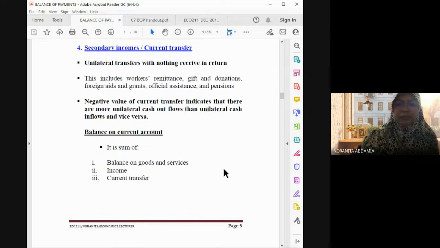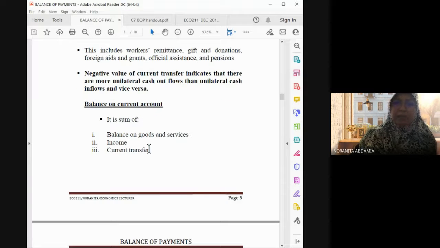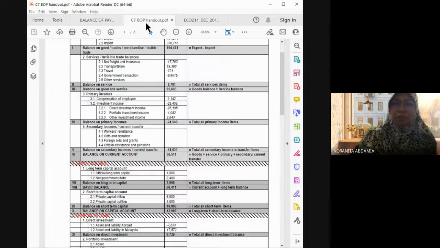Okay, and back to this, of course, to get the balance on the current account, it is actually the sum of the balance on goods and service, income, and the current transfer. Okay, back balik to this, right? So this is the current transfer yang item tadi saya tunjukkan. So balance on the secondary income ataupun current transfer saja, that means you have to take the total of the secondary income or current transfer. This one lah. Okay, it depends on the question. If the question ends with the calculation for this secondary income saja, just take this one lah.